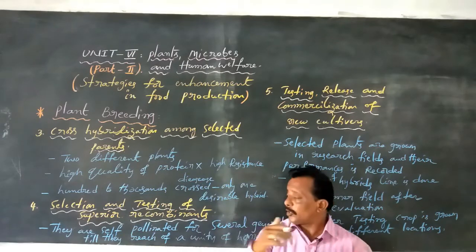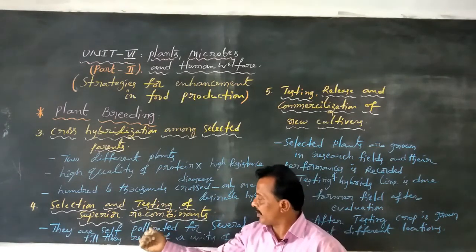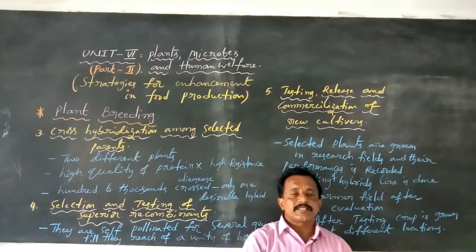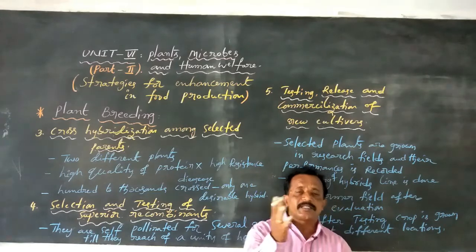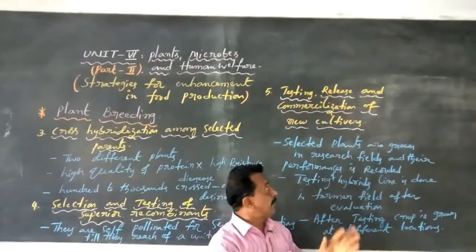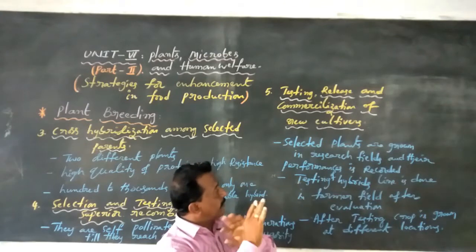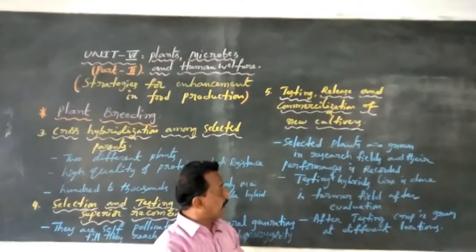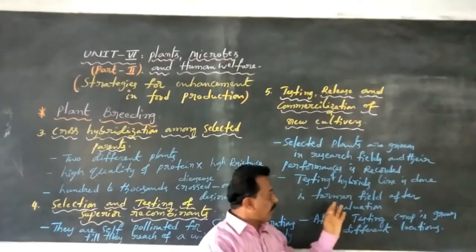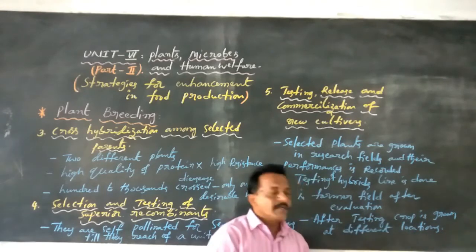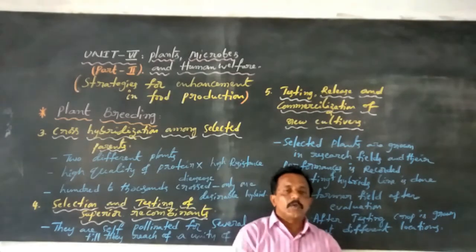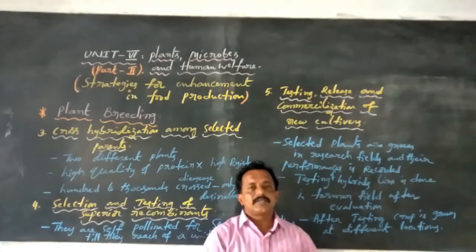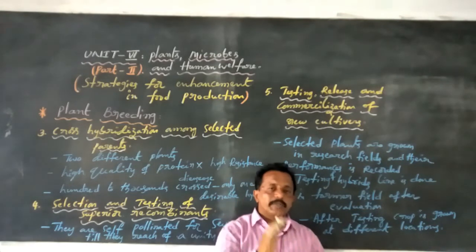These superior recombinants undergo self-pollination several times and finally reach homozygosity, so the characters do not segregate in the progeny. Finally, the selected plants are tested in the research field and their performance is always noted and recorded. Then they are tested in farmer fields, and finally at different locations in our country, especially in different agroclimatic zones. These plants are grown in three seasons.